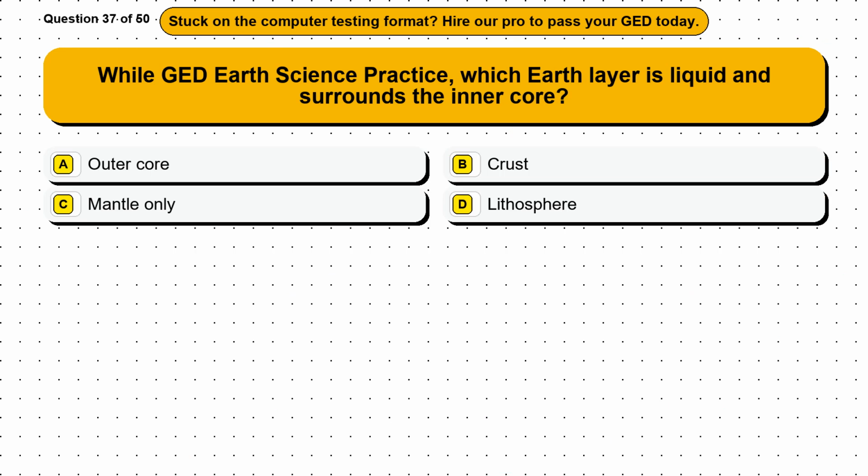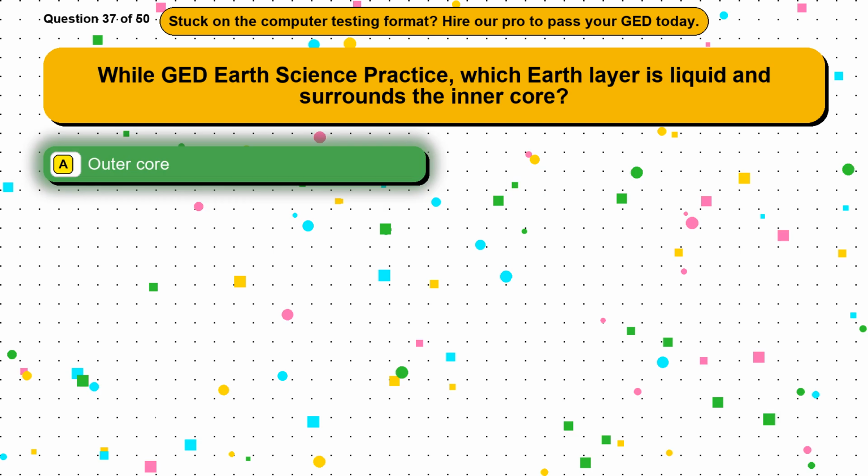Question 37. While GED Earth Science Practice, which earth layer is liquid and surrounds the inner core? Option A, outer core. Option B, crust. Option C, mantle only. Option D, lithosphere. The correct answer is option A.